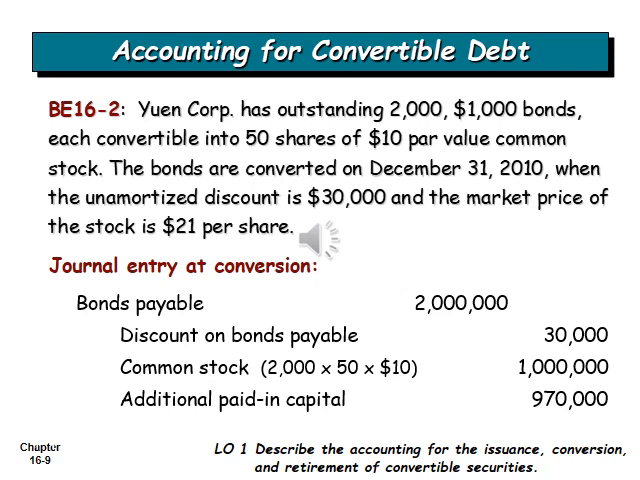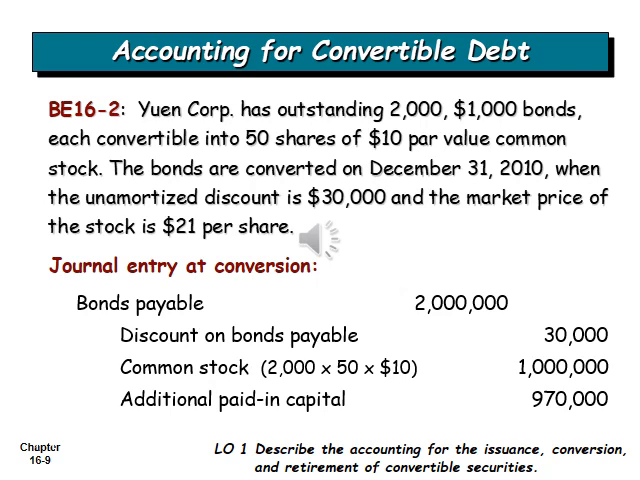We have bonds payable, credit for 2 million, and we have discount on bonds, debit for 30,000. We have to close these two accounts. So we say debit bonds payable for 2 million, and credit discount on bonds for 30,000, in order to close all accounts of bonds at the time of conversion. Now, we have to substitute the bonds with the common stock converted.